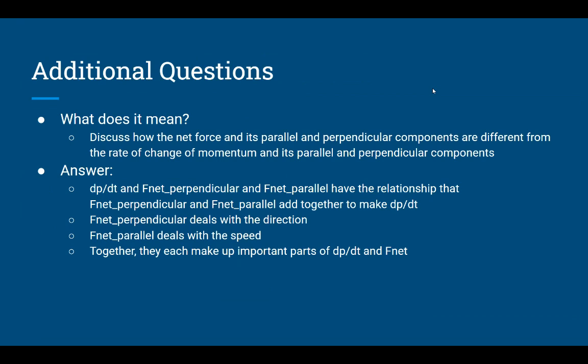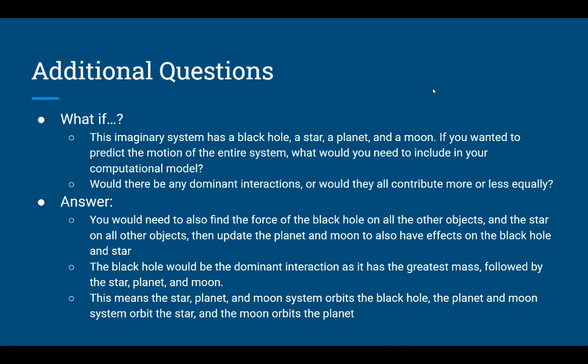So what does this mean? The net force and the parallel and perpendicular components: dp over dt has a relationship with F-net perpendicular and F-net parallel, where when you add those two together, you get dp dt. And as I said earlier, perpendicular is the direction, and parallel is the speed. So together, they make up the two important parts of dp dt and F-net in our models.